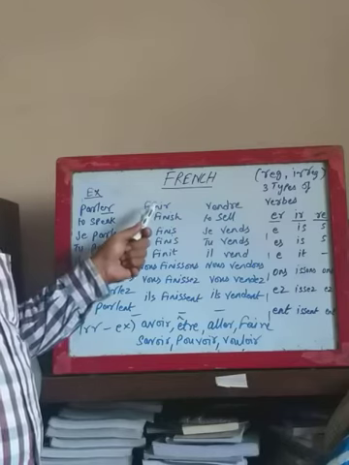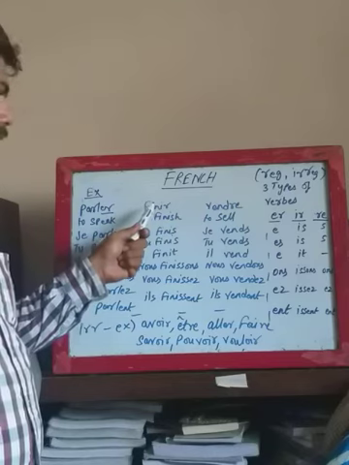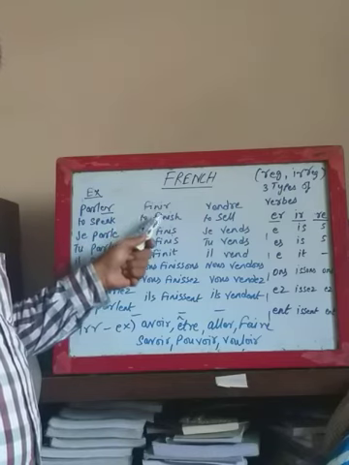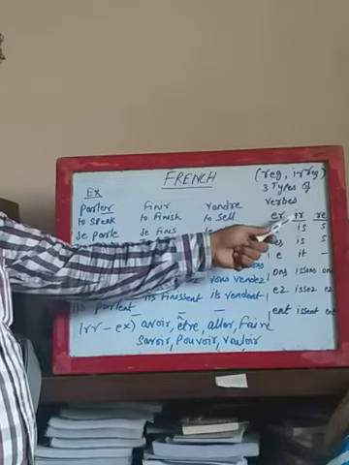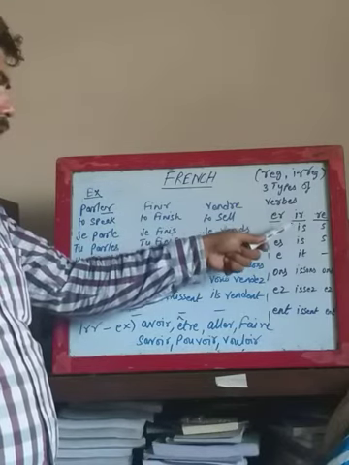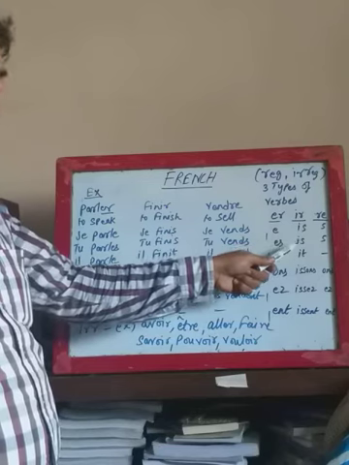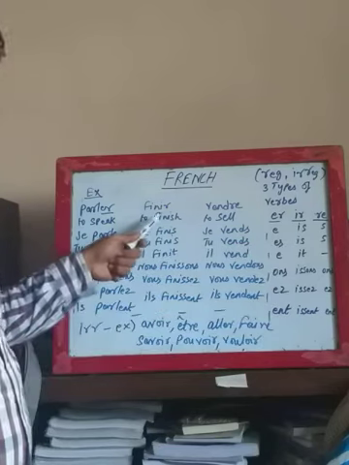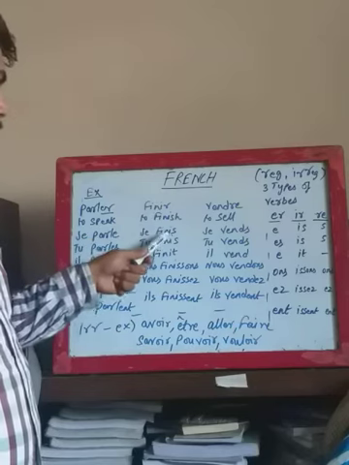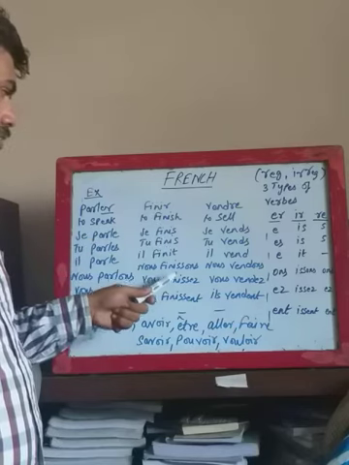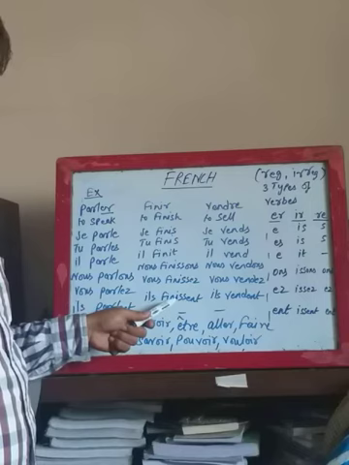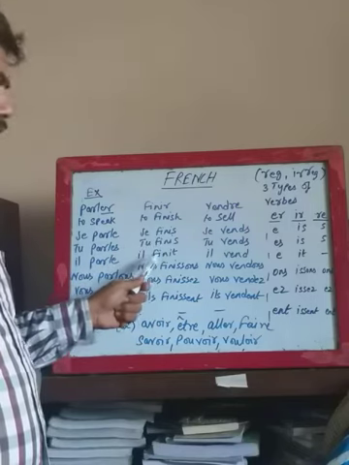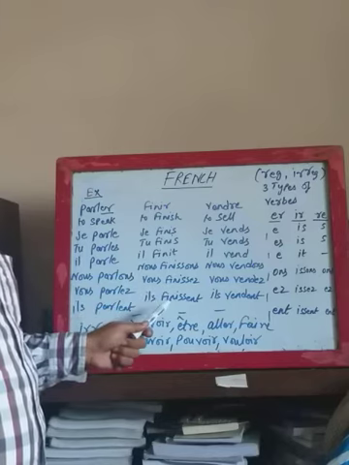Now the second verb group, the ir group. Finir means to finish. How to do the conjugation? For an ir verb, replace ir with these endings: is, is, it, issons, issez, issent. I finish, you finish, he or she finishes, we finish, you finish, they finish.